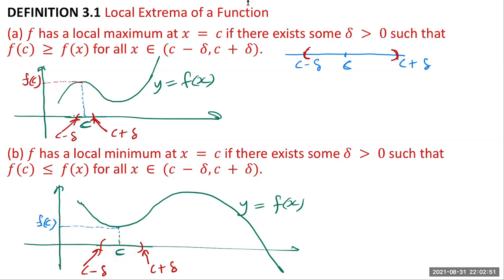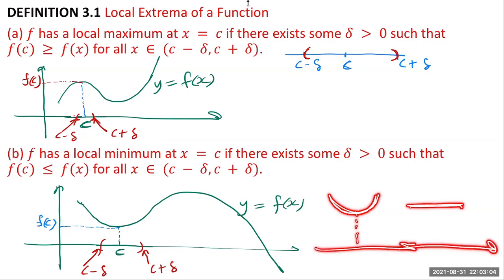Roughly speaking, local minimum means if your function looks like this locally, or if your function is a constant function, then you have a local minimum. At this point, you have a local minimum. This is your x-axis, by the way. And at this point also you have a local minimum.